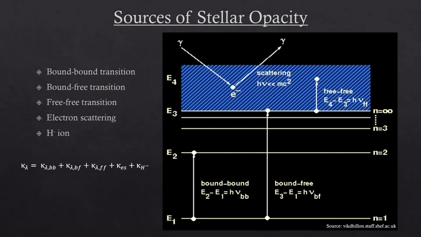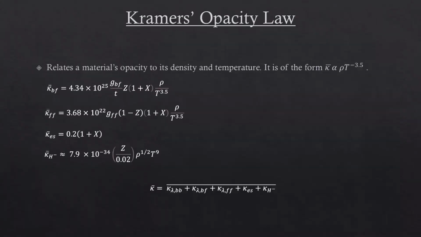So these are the 5 main sources. There are some others, minor ones, but these are the 5 main ones. This is Kramers' opacity law, and it can be called a way to define these opacities, but these are not really used anymore. These are just something that were used a long time ago, 50, 60 years ago.